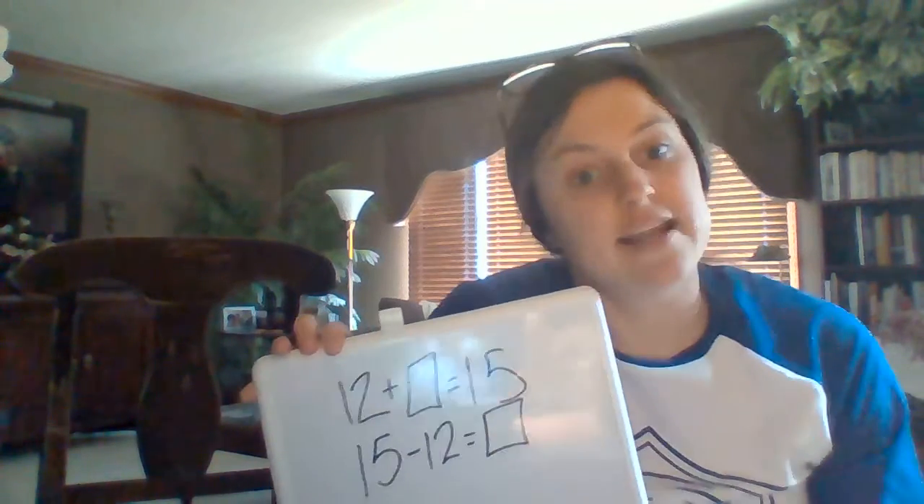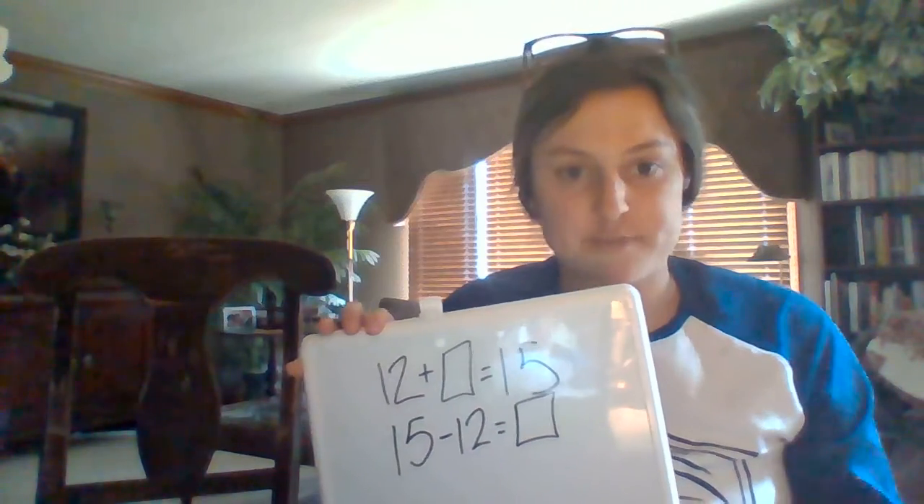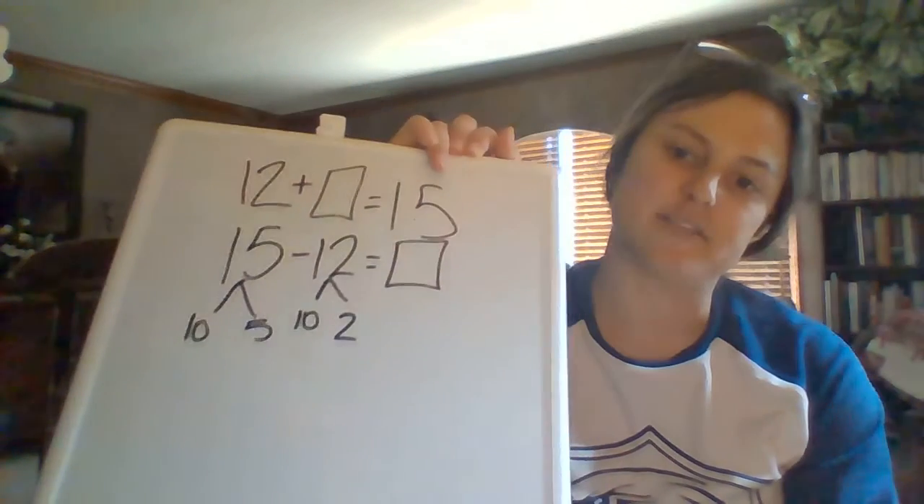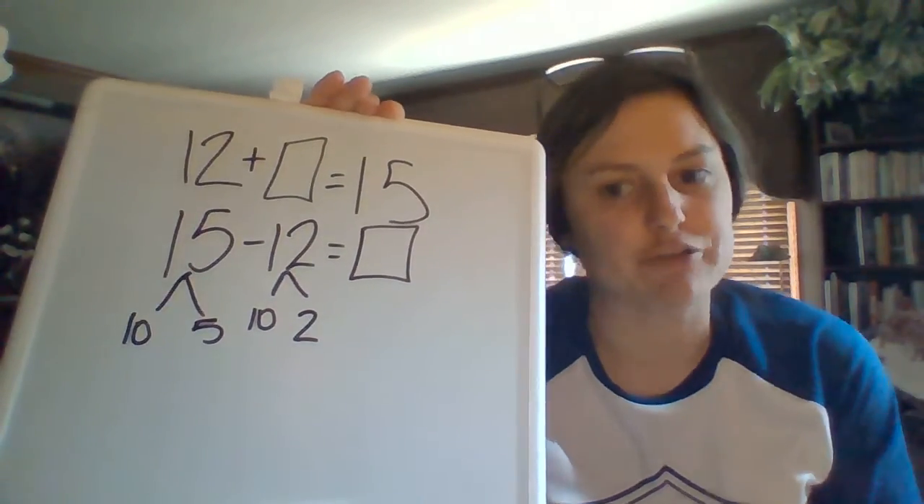Okay, now today I get to choose my strategy. I don't have to use a tape diagram or any other specific strategy. So I think for this, I'm going to go ahead and break apart 15 and 12 into their place values, just like we've been practicing. So I broke 15 apart into 10 and 5, and 12 apart into 10 and 2.